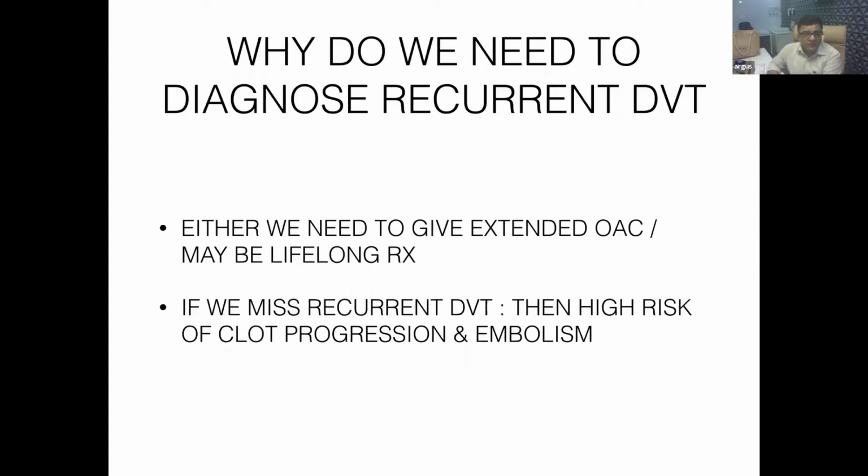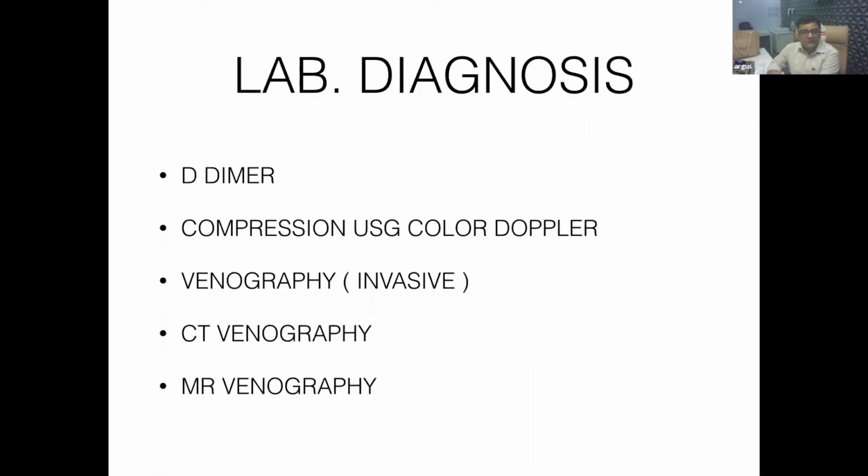Why do we need to diagnose recurrent DVT? Either we need to give the extended course of oral anticoagulation drugs or maybe lifelong anticoagulation therapy. But if we miss the recurrent DVT episode, then it has a very high risk of clot progression, thrombus progression, and then further embolization into the pulmonary circulation, and that can give rise to chronic thromboembolic pulmonary hypertension.